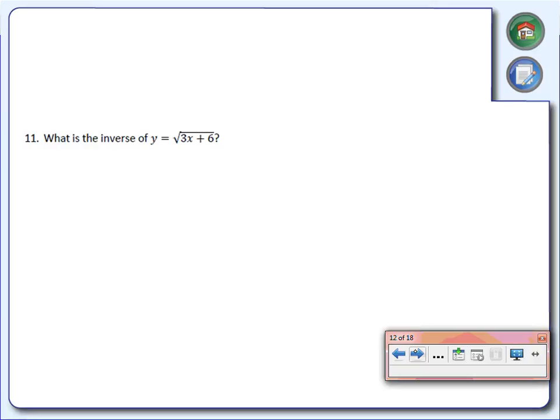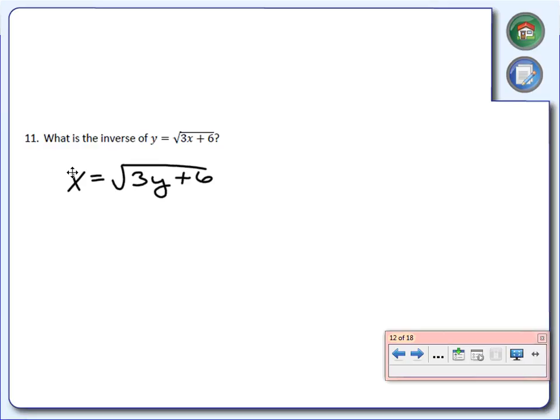Well, what do you know about inverses? The x and y is switched. So that's the first thing we're going to do. We're going to switch the x and the y. The y is now the x. The x is now the y. So here's what I'm working with. All I do is switch the x and the y.